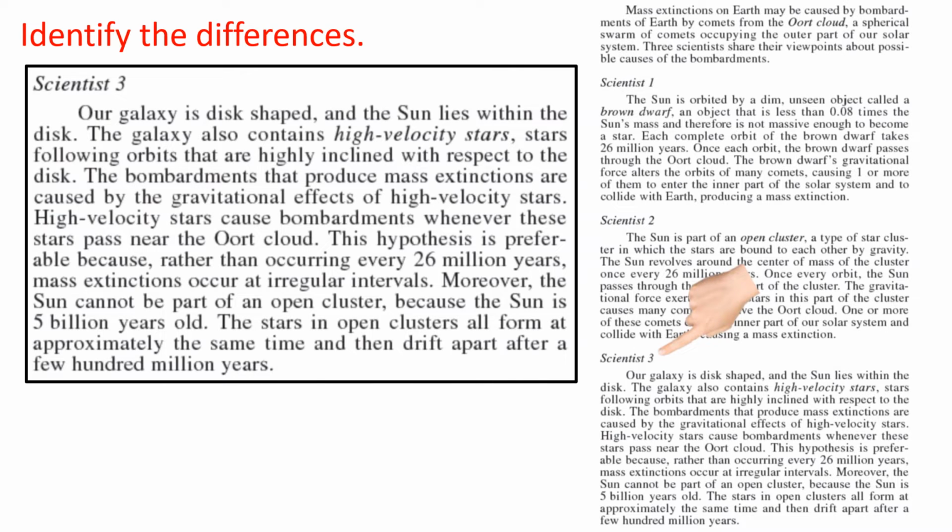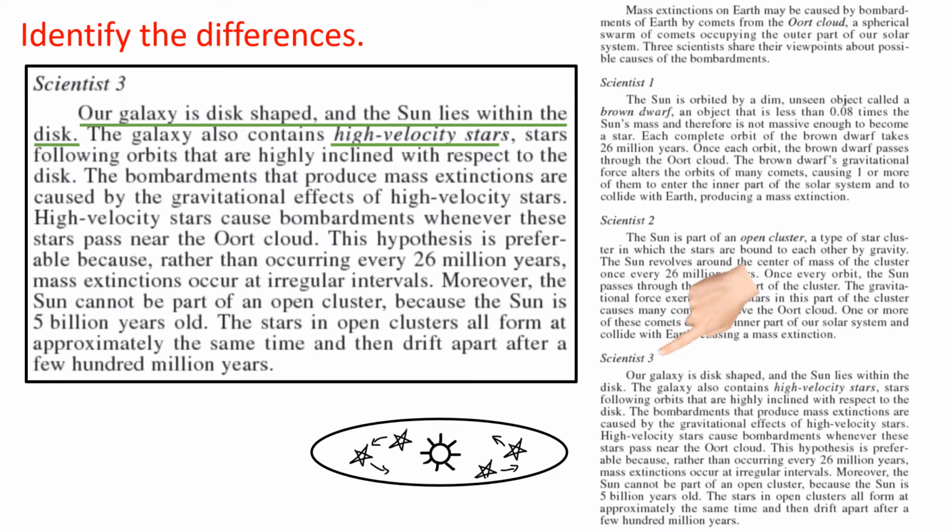And then scientist 3, our galaxy is disc-shaped, and the sun lies within the disk. The galaxy also contains high-velocity stars. So I put arrows with my stars to mimic high velocity. My drawings just have to help me remember this for a short time. The bombardments that produce mass extinction are caused by gravitational effects of the high velocity stars. High velocity stars cause bombardments whenever these stars pass near the Oort cloud. So there's my cloud. When they get close to it, it causes bombardments.